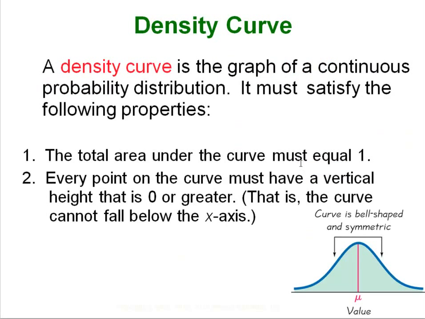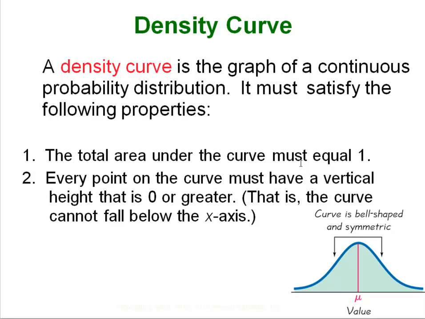Okay, a density curve is just a graph. It's like a histogram for a continuous probability distribution. Before, when we were talking about our probability distributions, we were talking about discrete random variables, right? Things that had gaps in between them, usually counting numbers, 1, 2, 3, 4, 5, that kind of thing. Well, now we're going to talk about a probability distribution function for a continuous random variable, and therefore we get a continuous probability distribution. And instead of having jagged bars on a histogram, we get this nice smooth bell curve.